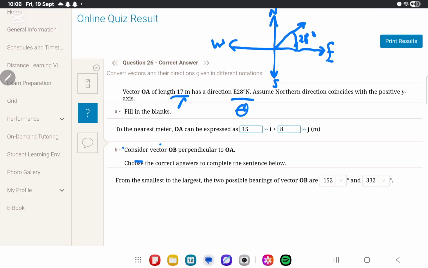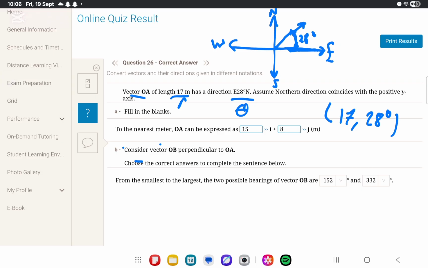Now, they want, first of all, the Cartesian notation. So, r is 17, and theta is 28, right? Because look, again, theta is the angle between the positive x-axis and the vector. This is the positive x-axis where the east lies, and then I moved up to the vector 28 degrees as given here, east 28 north. Okay, so my angle is 28 degrees already, so I don't have to do any conversion or calculation or anything.